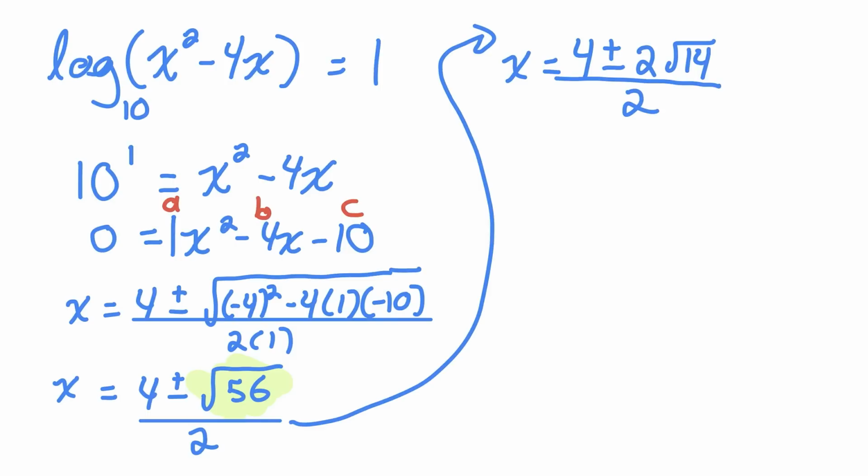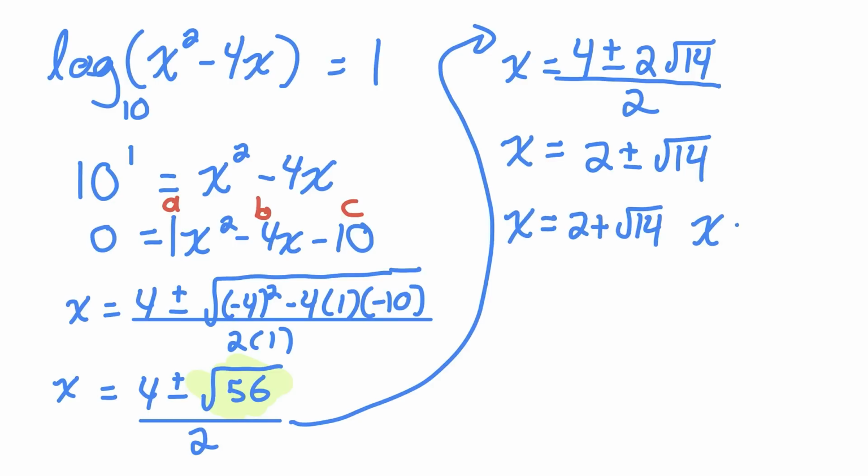Now both terms in the numerator are being divided by 2, so I could write this as 4 divided by 2 is 2, plus or minus 2 root 14 divided by 2 is just root 14. So I have two answers to this equation, x equals 2 plus root 14, and also x equals 2 minus root 14.